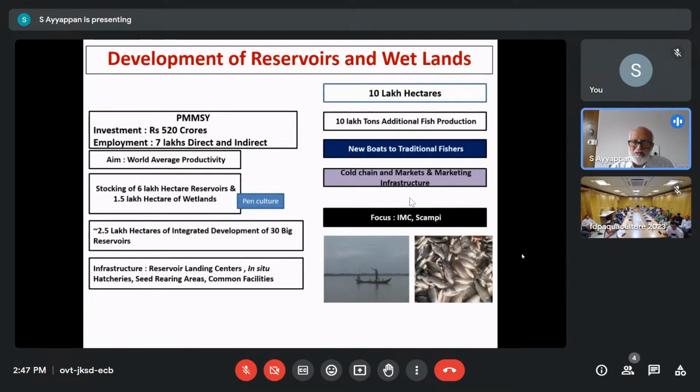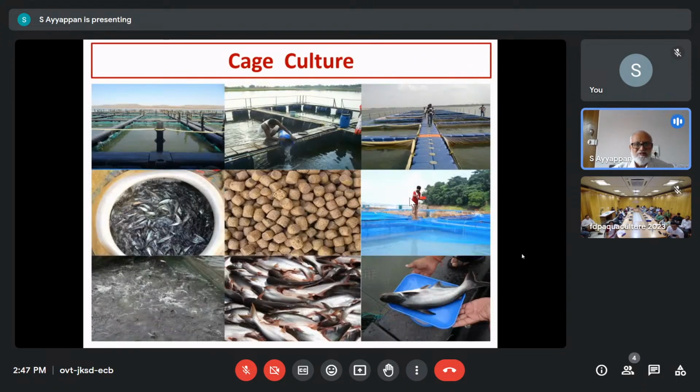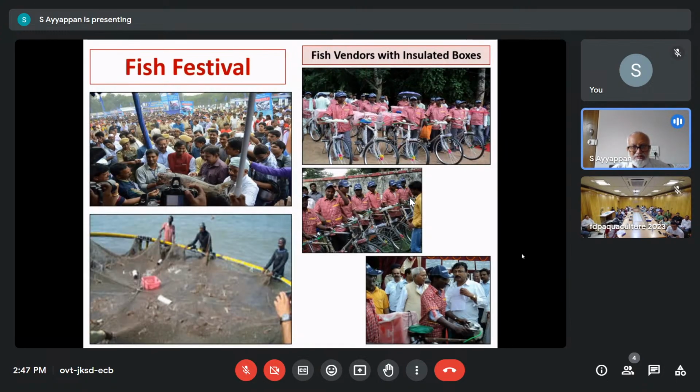And looking at, we have a total of about 30 lakh hectares of reservoirs. So what is being looked at is immediate development of 10 lakh hectares at least. And then cage culture as a major intervention in these reservoirs. And these are some pictures of reservoirs from Jharkhand, where very good aquaculture cage farming is going on. And to that extent, you can see some of these, we call them fish festivals.